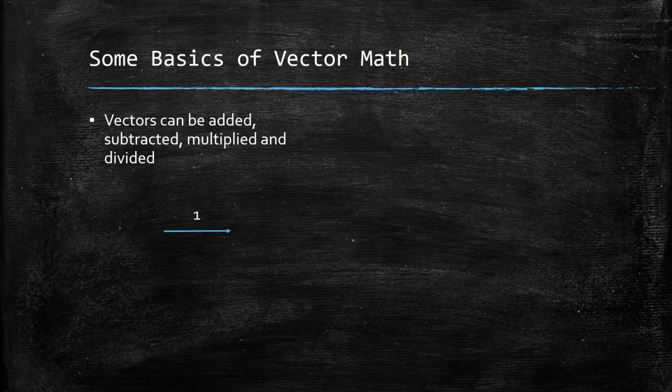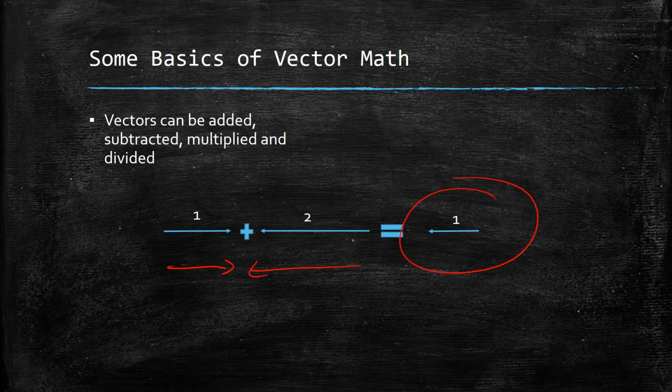For instance, if we have a 1 newton vector to the right, and a 2 newton vector to the right, we add them together and end up with a total of 3 newtons, or 3 of whatever the quantity is, to the right. Or, if we had a 1 vector to the right, plus a 2 vector to the left, the sum of those two would be 1 to the left, because the 1 to the right is canceled out by the double vector going in the other direction, so we end up with that 1 vector to the left.